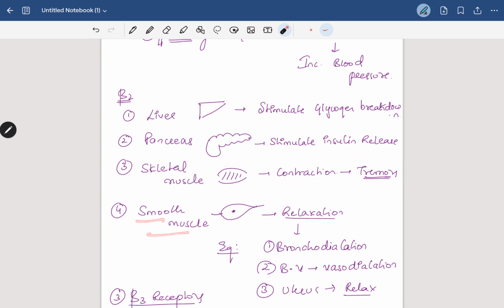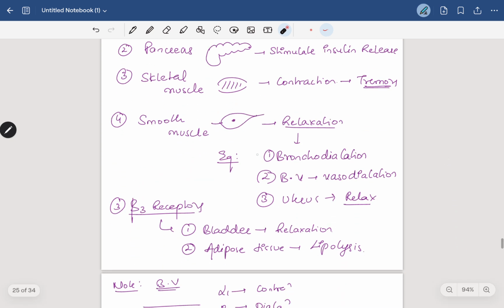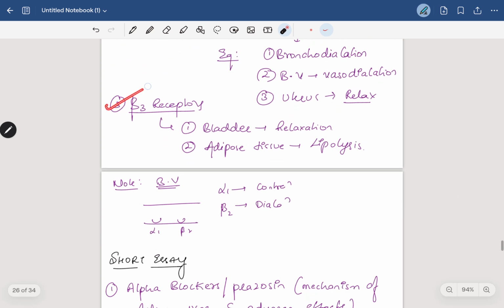And then it is present on smooth muscle, and in smooth muscle, it does not lead to contraction. Instead, it leads to relaxation of the smooth muscle. Example will be like we can see bronchodilation happening, and in blood vessels you will see vasodilation happening. In uterus you will see relaxation happening. So this is very important. Everything is very important. And then you have beta 3 receptors.